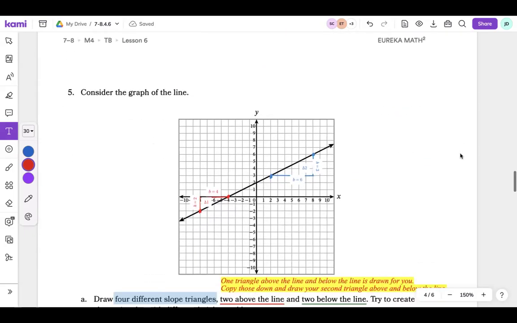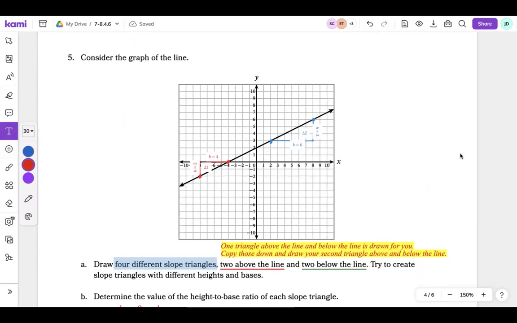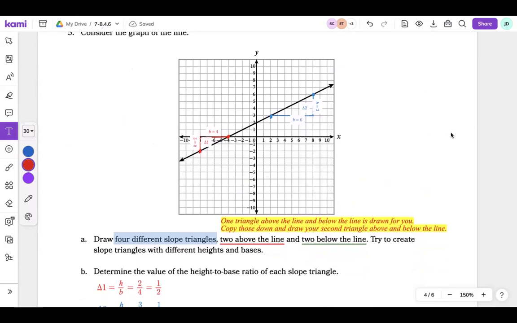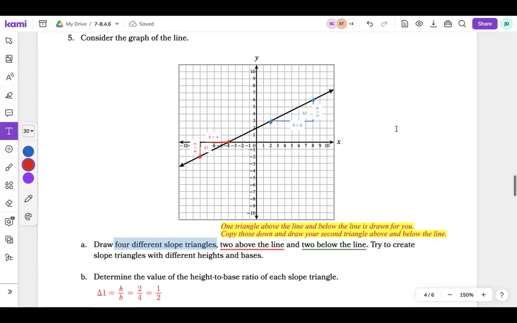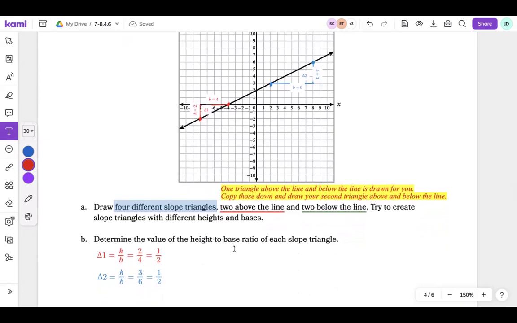So going on to number 5, we have a graph of a line here, and the directions for A say to draw 4 different slope triangles, 2 above the line, 2 below the line. I've already drawn one above, here in red, and one below, here in blue. Go ahead on your own and draw 2 new triangles, another one above and another one below. And I've done the work for the 2 triangles that I've already drawn. This one has a height of 2 and a base of 4. That's 2 over 4, which simplifies to 1/2.